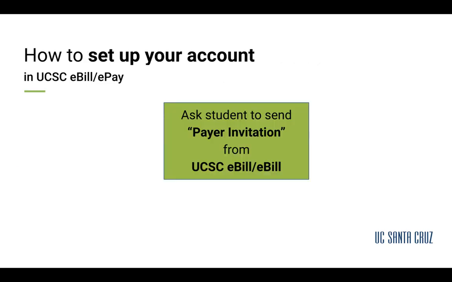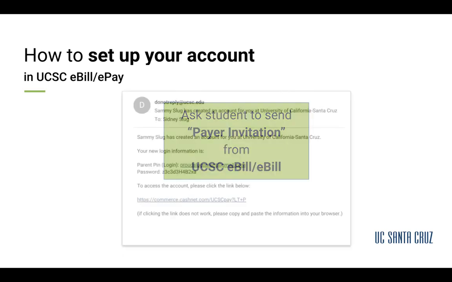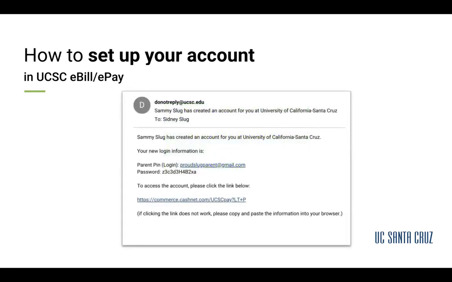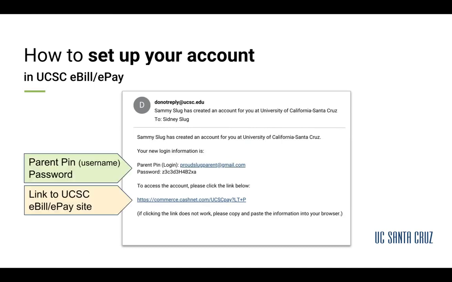Ask your student to log into UCSC eBill ePay from their My UCSC portal and send a payer invitation from their account to your email. Once the payer invitation has been sent, you will receive an email that your student has created an account for you at the University of California, Santa Cruz. Tap the link in the email, use the parent PIN and password you received to log into the UCSC eBill ePay system and change your password to something you can remember. You should also save the original email in case you need to refer to it in the future.